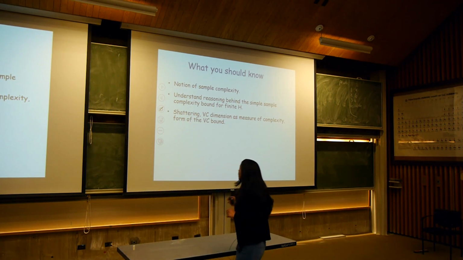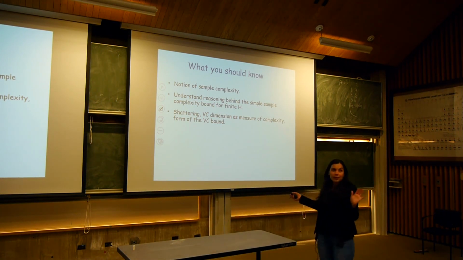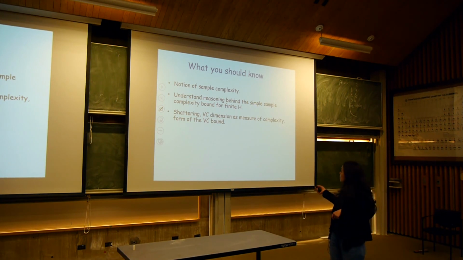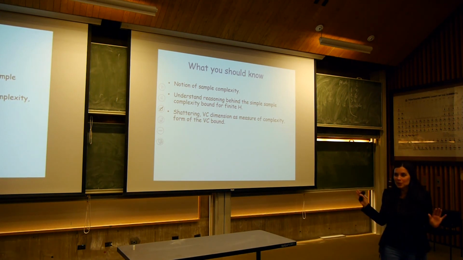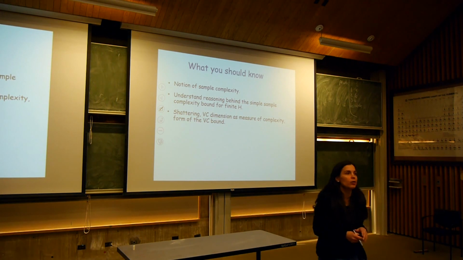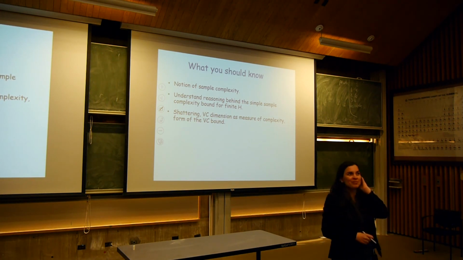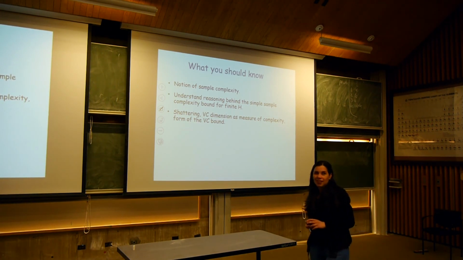I think it is required for you to understand the reasoning behind the simple sample complexity bound when H is finite. It's the simplest probabilistic argument that I know, but it's very insightful, so I'd expect you to know that. Also from the lectures today, what is important to understand is the notion of VC dimension, shattering, and so on, and the form of the bound. The proofs are not required. Okay, cool.